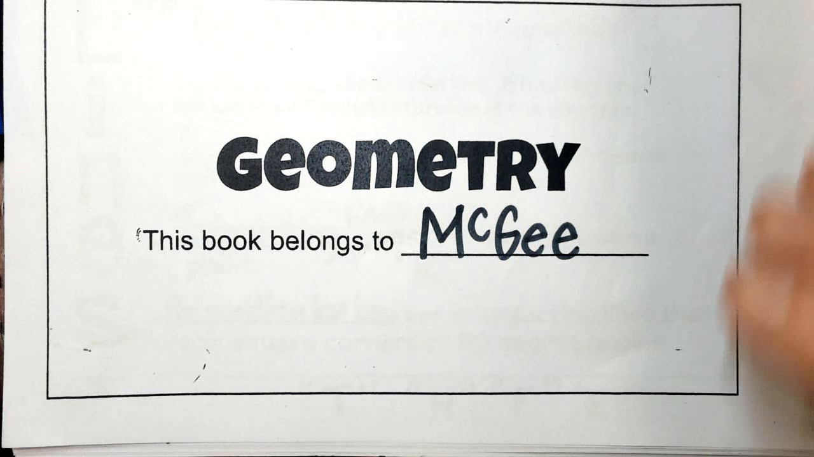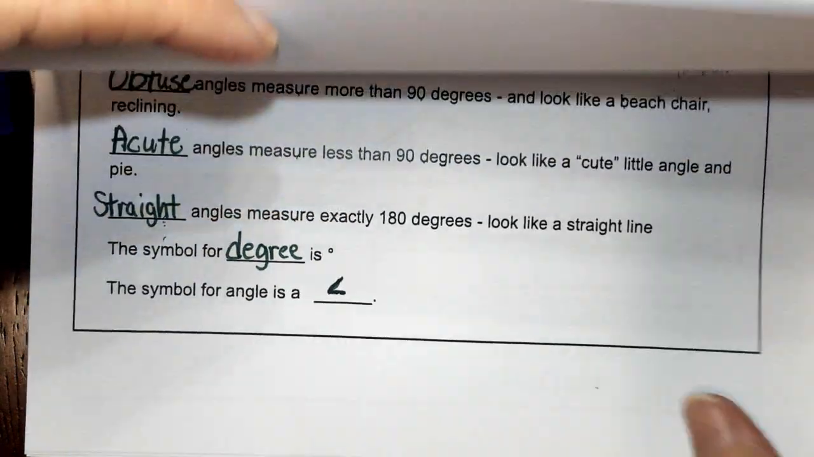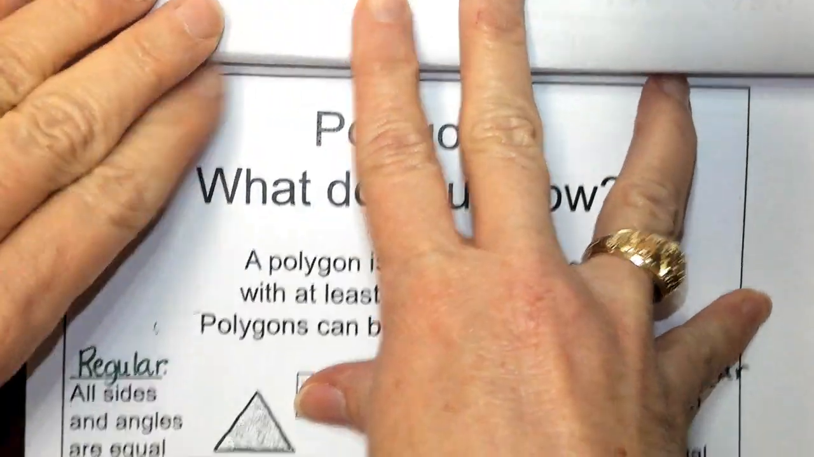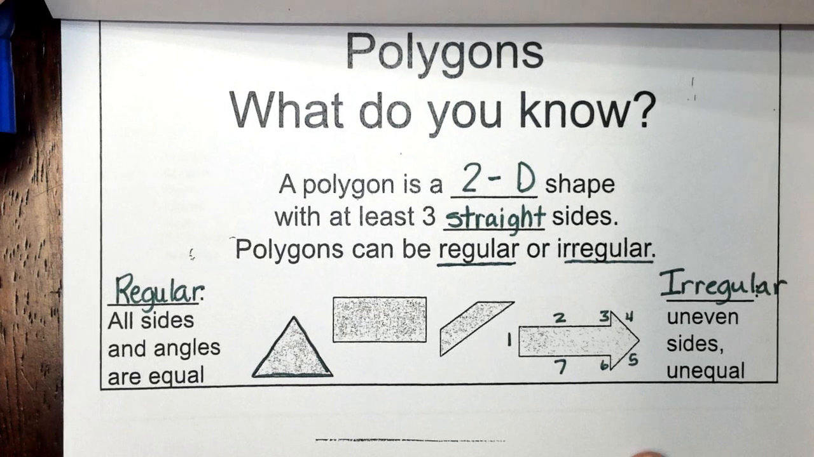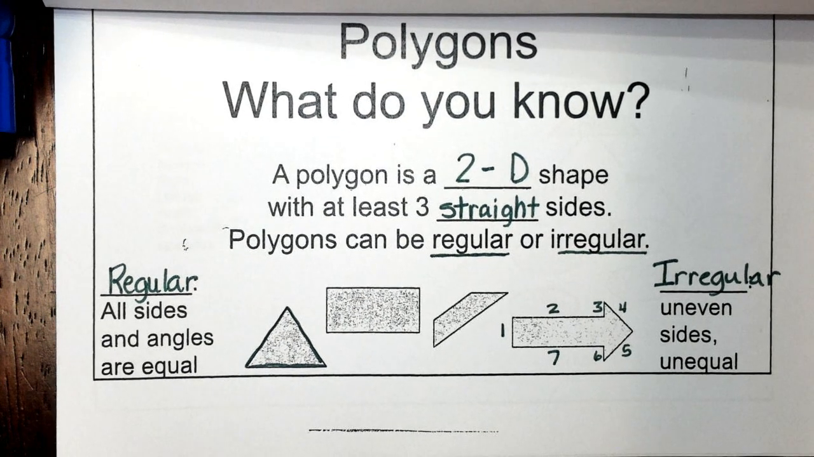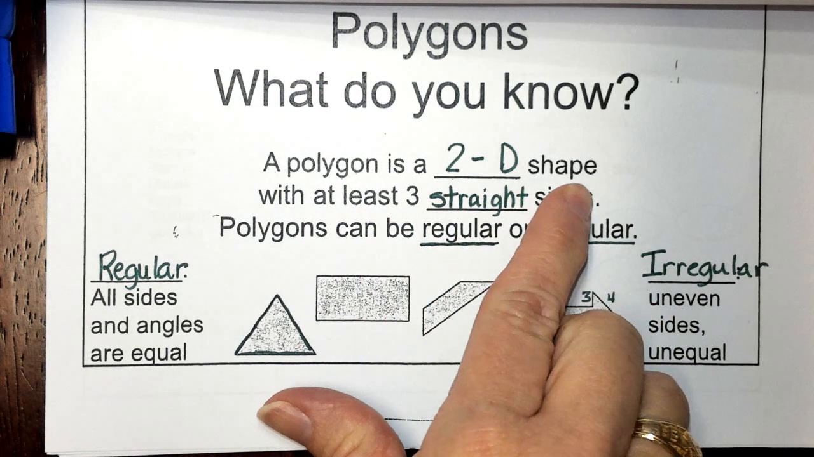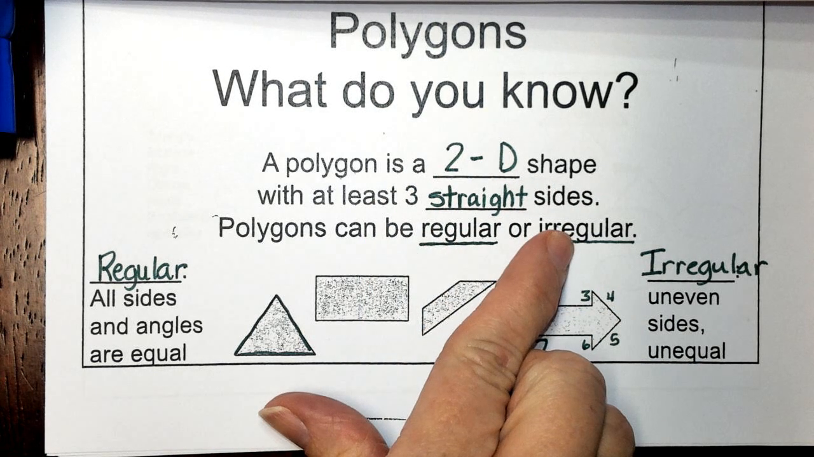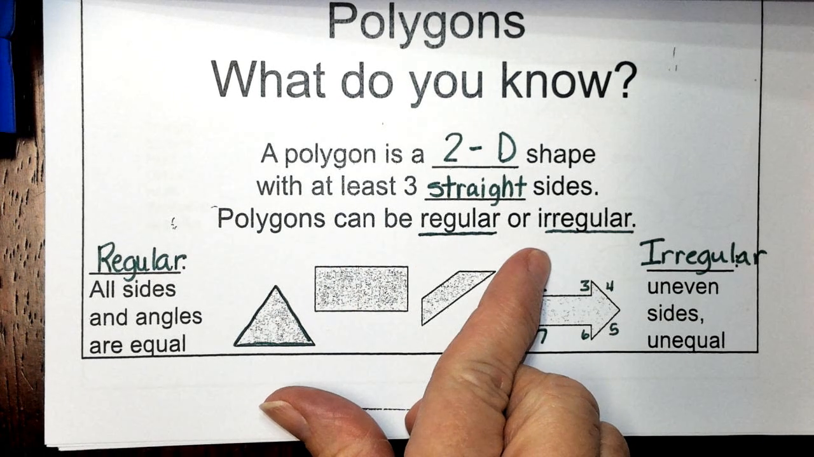Go ahead and open your geometry book. On Friday, remember, boys and girls, every day we've been filling in a little bit of information. And so on Friday, we filled in the information about polygons. And we said that a polygon is a 2D shape with at least 3 straight sides. And polygons can be regular or irregular.